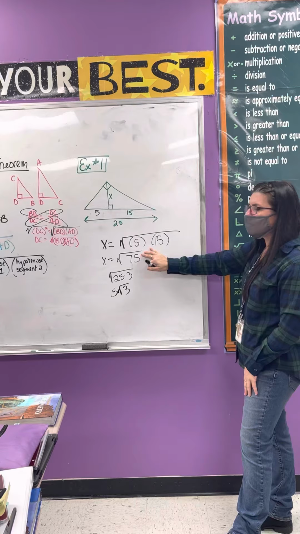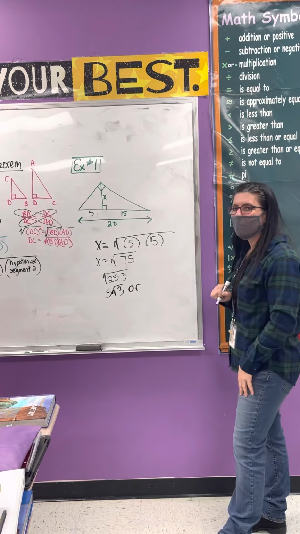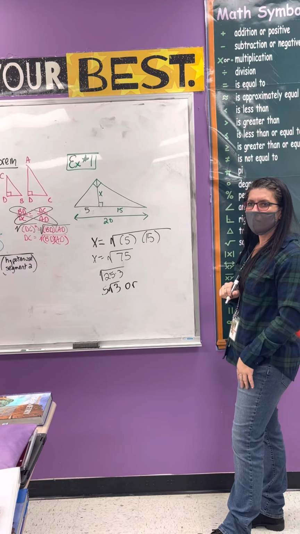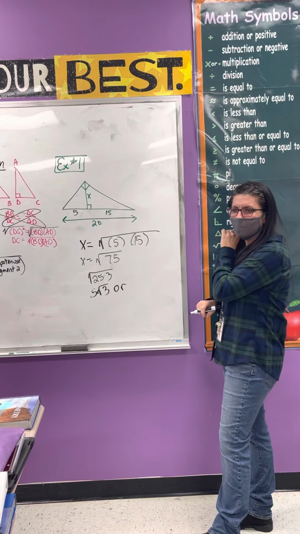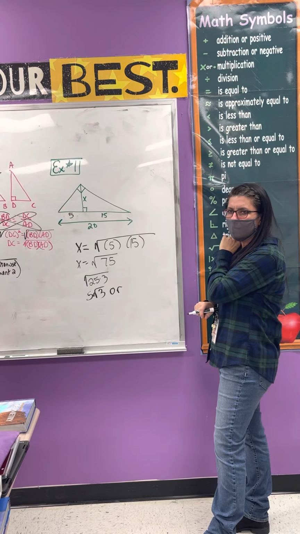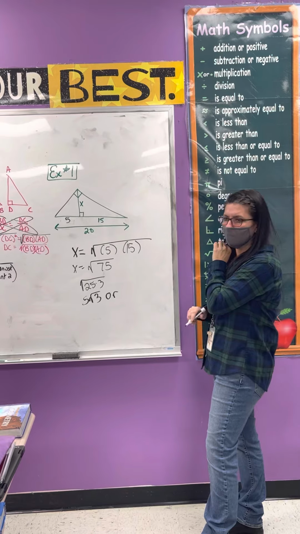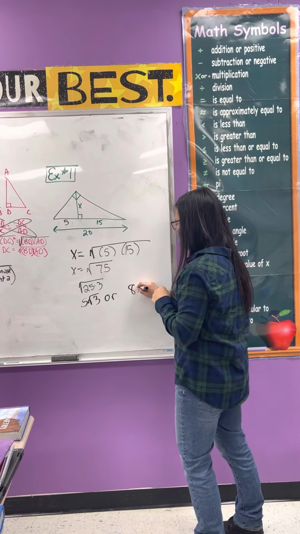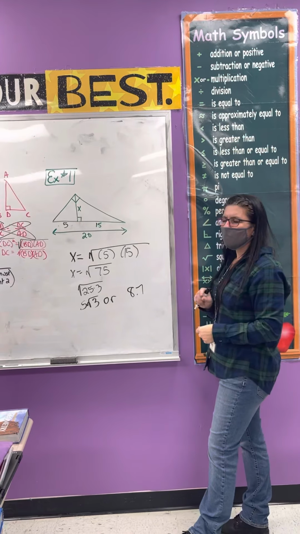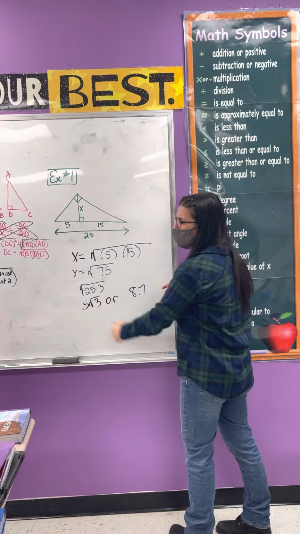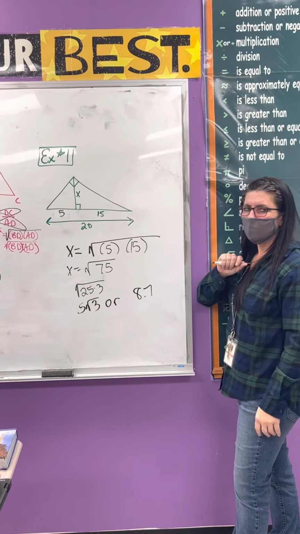Can anybody tell me what this is as a decimal? Because I want to do it both ways. 5 square root of 3, or you can get up and move if you can't see, that's fine. Can someone do square root of 75 on a calculator for me? Then round to the tenths place. 8.7. Thank you. So either of these answers will work. In the book, I'm not sure if they ask you for a decimal or simplest radical, but this is good practice to get into. Questions so far?